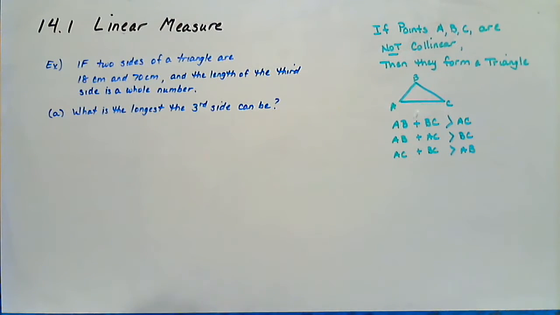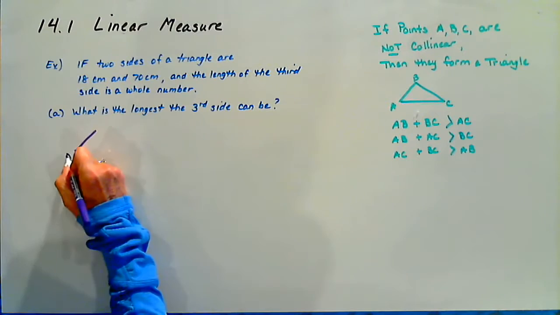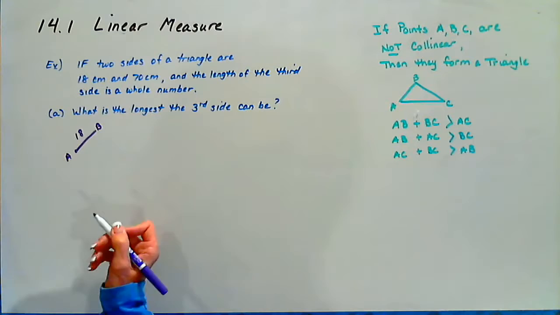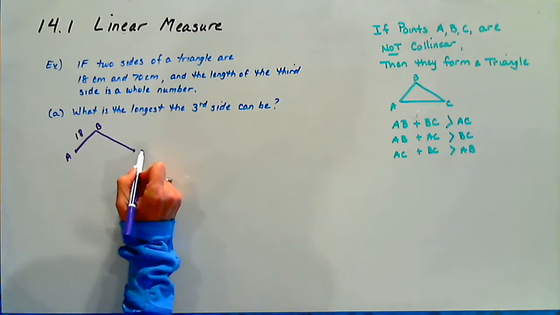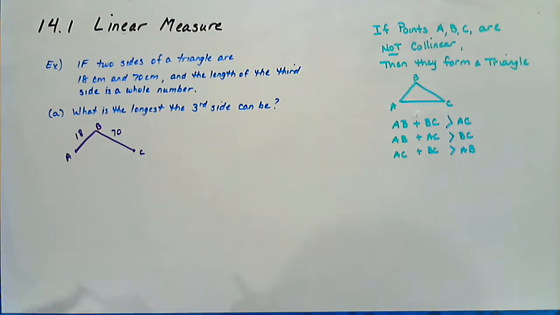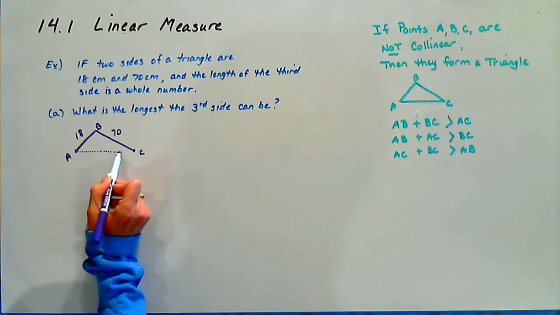Okay, well, let's think of it this way. I'm a visual learner, so I'm going to draw a picture. Here's side AB, and I know that is 18. Here's side BC, and I know that this is 70. The units are measured the same, so I'm not going to include those in my picture. I want to know how long is this side from A to C.